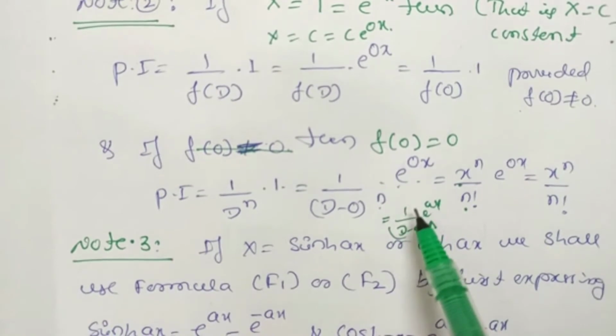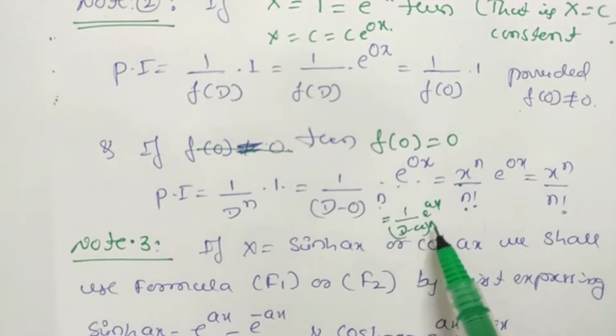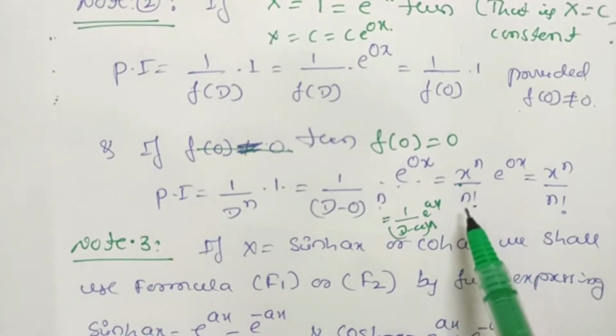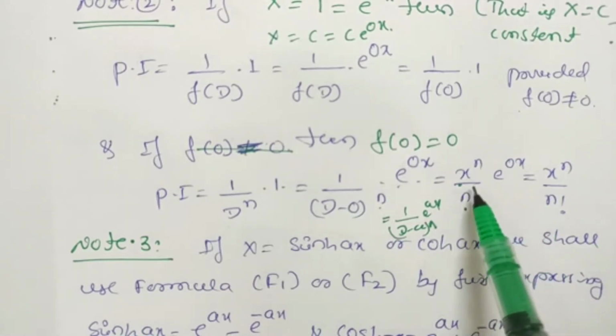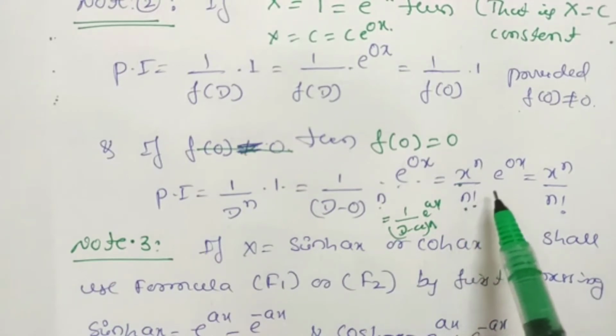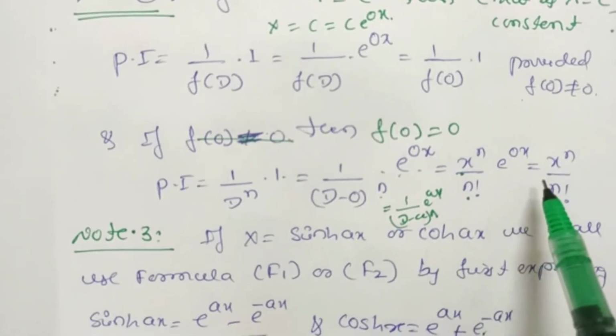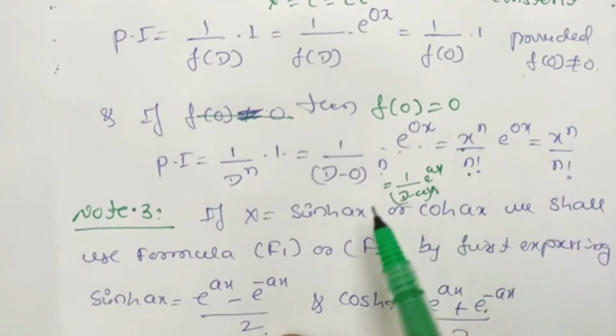And we know that 1 divided by (D minus a) raised to n, e raised to ax, its particular integral is x to the power of n divided by factorial n into e raised to ax. Here a is 0, no? So it is x to the power of n divided by factorial n into e to the power of 0x, and it equals x to the power of n divided by factorial n.